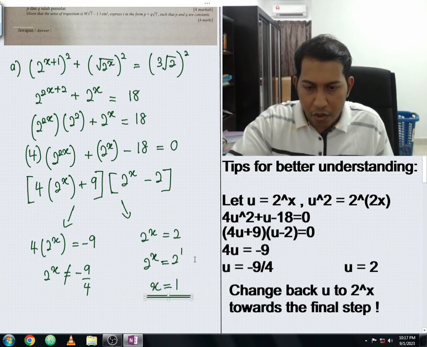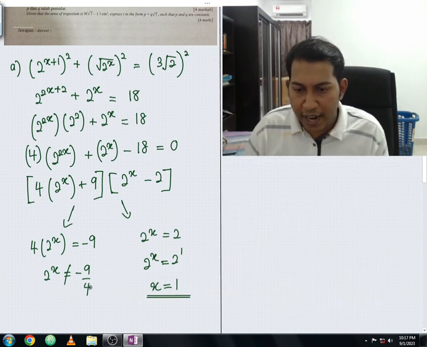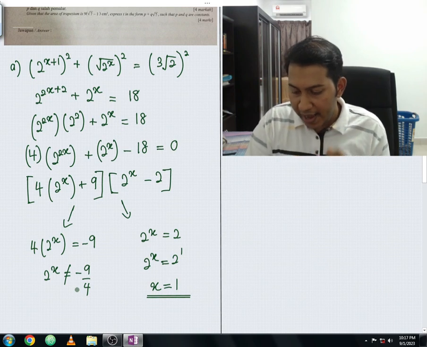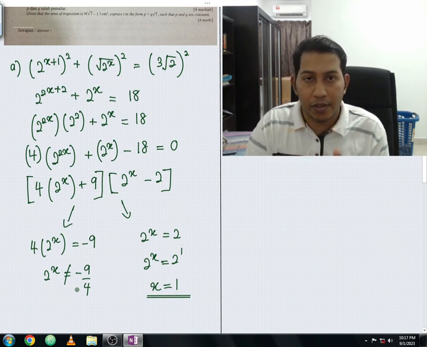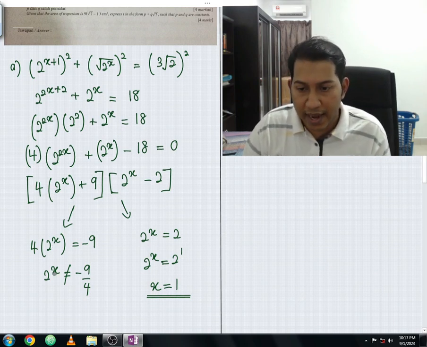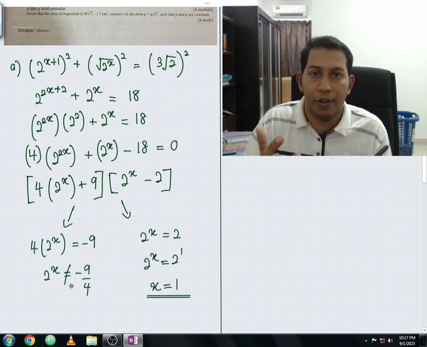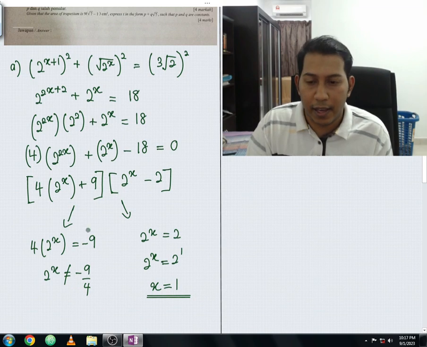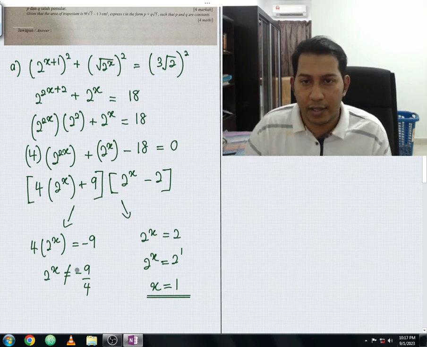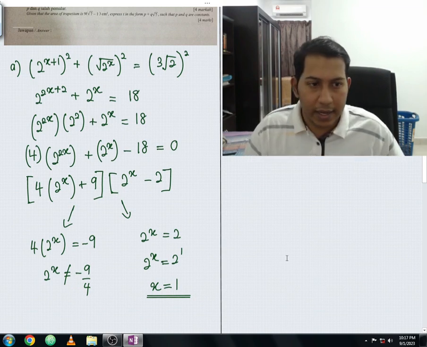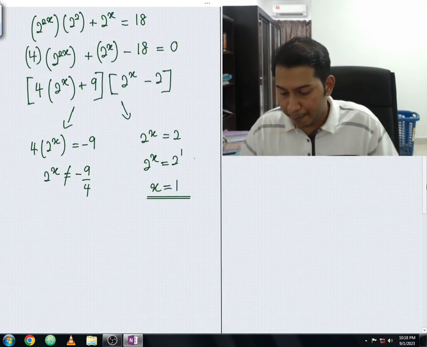Why can we not get negative 9 over 4? Because any x value will result in a positive value. Any x will show you get a positive, but it is impossible for you to get a negative value. You will not get a negative value in this case. So we're done with question part A. Let us move on to question part B.